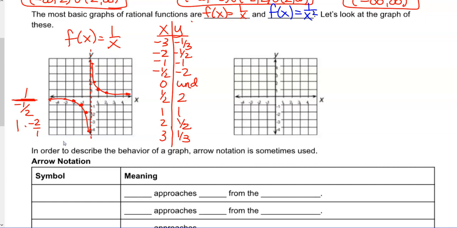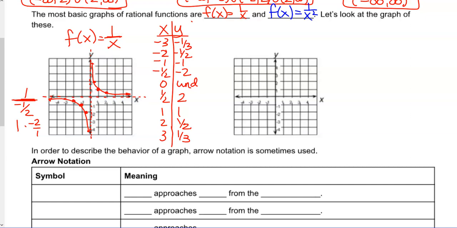So if I have like -100, I'm going to have -1 over 100, which is going to be really, really small. I'm never, ever going to get this equal to 0, because in order for a fraction to equal 0, the top has to be 0. 0 over any number is 0. Well, I'm never going to have that in this function. So I'm never going to actually reach y equaling 0.